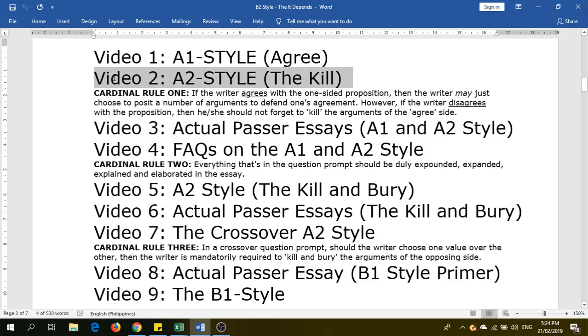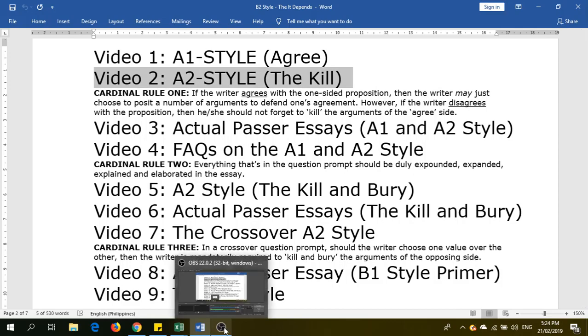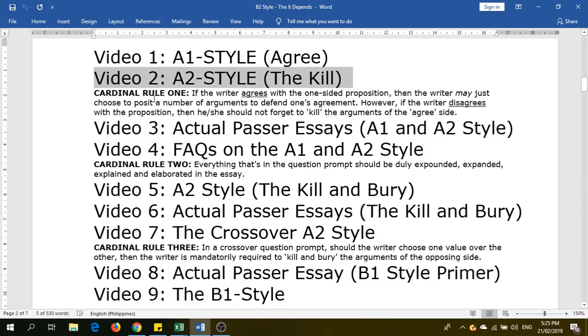And the reason behind that is, since the question proposition is one-sided, only the agree argument is explicitly stated in the said question prompt, and therefore the writer is obligated to mention these agree arguments and to kill these afterwards. All of these were explicitly cited in cardinal rule number 1, which states that if the writer agrees with a one-sided proposition, then the writer may just choose to posit a number of arguments to defend one's agreement. However, if the writer disagrees with the proposition, this is where it becomes tricky. Then the writer should not forget to kill the arguments of the agree side.